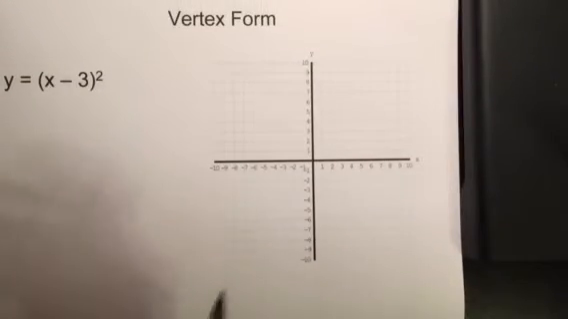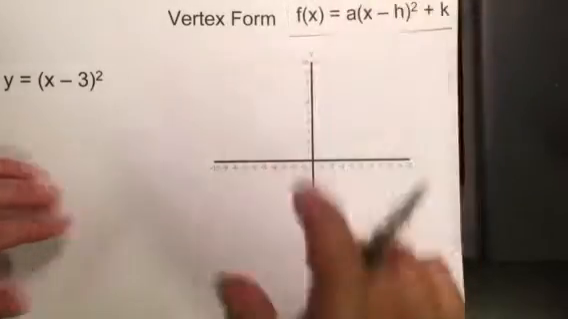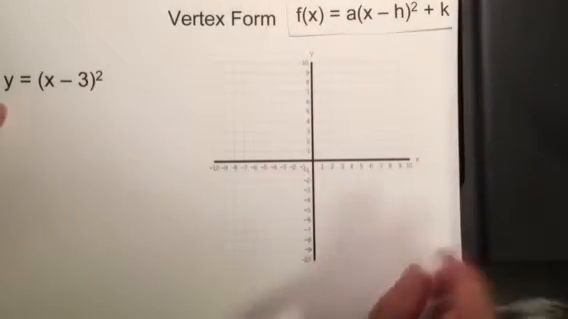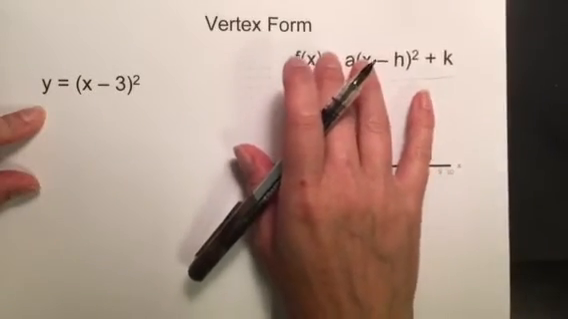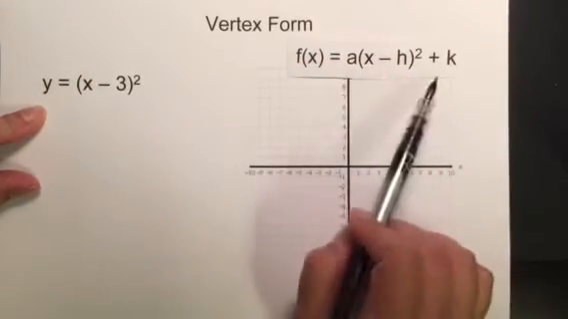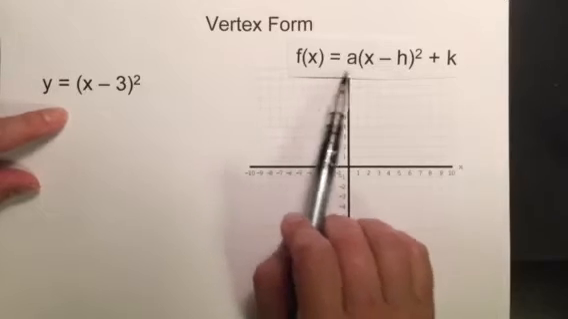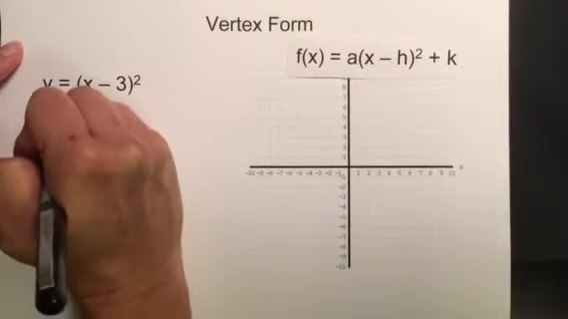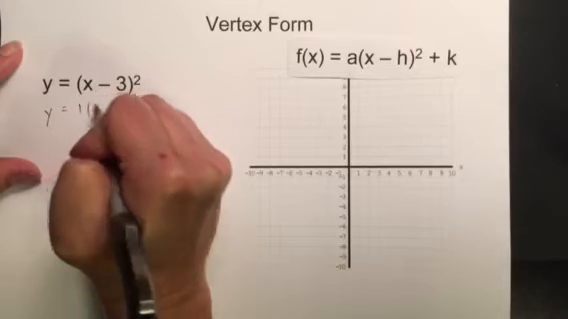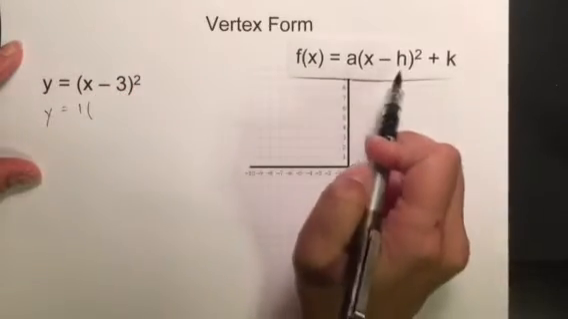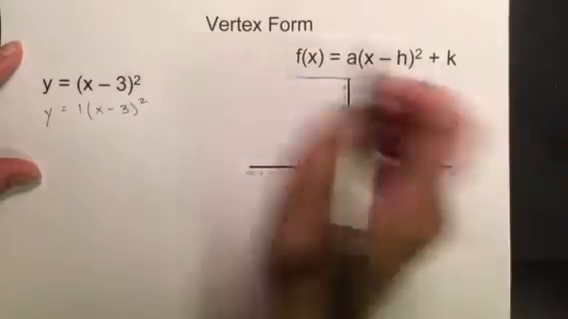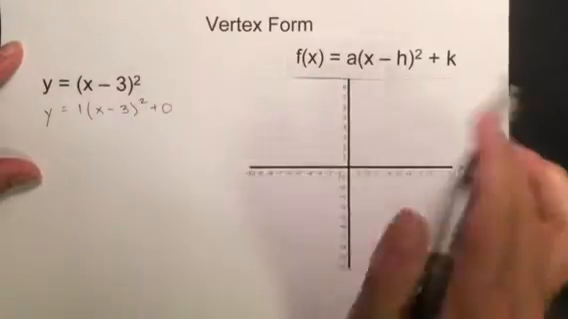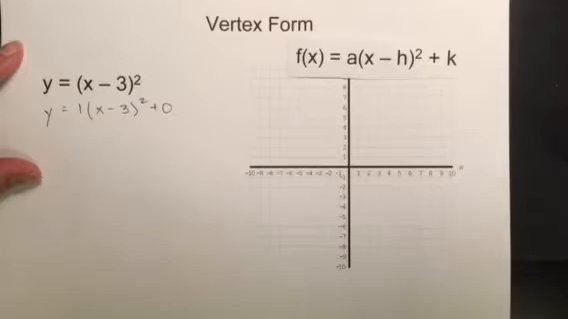Continuing our examples of graphing quadratics in vertex form. Now, if you look over here, I put down the vertex form of the equation. In this example, my A is 1 again, so I'm just going to write that for the point of reference. And now my H is 3. My K is 0. It's not written here, therefore it's 0.